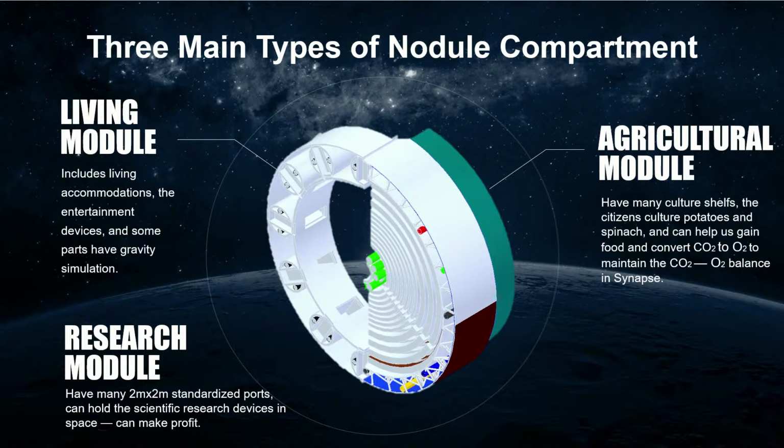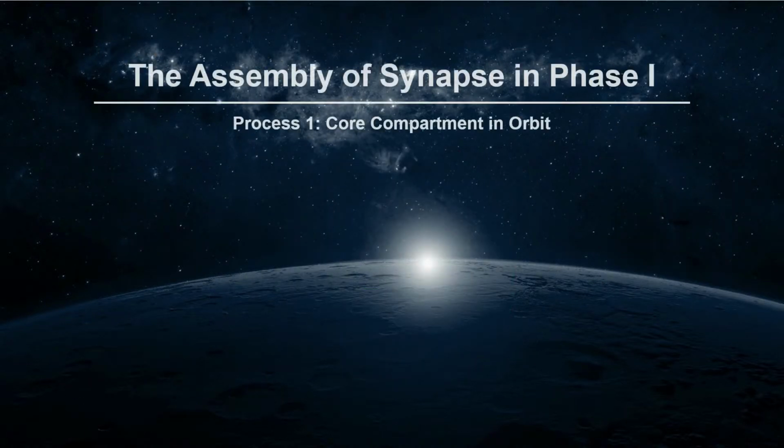The other type of compartment is the research module, where we are going to accept research devices from all the governments and organizations that can fit our condition. They will pay a small sum of money, and this will be the main source of profit during the building period of Synapse. So this is the basic information about the components of Synapse.